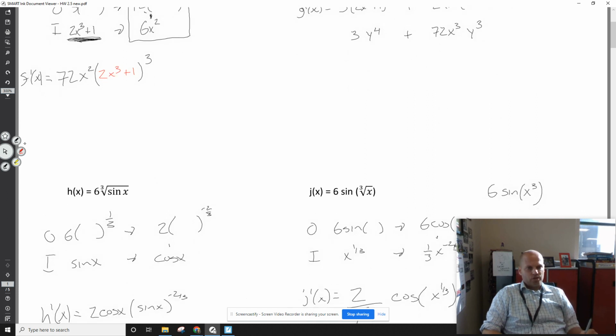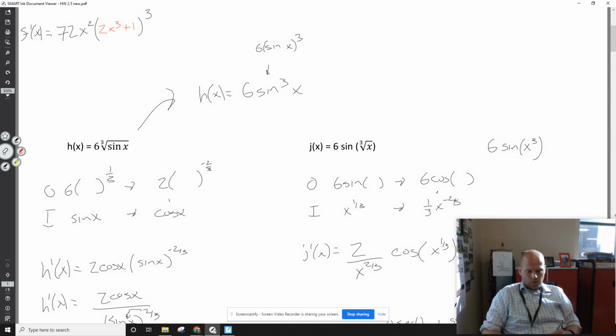And then make sure you understand, again, I got to change this. I'm going to write a little note to myself after this. Let's say h of x was 6 sine cubed x. Understand that you would rewrite this as 6 sine x quantity cubed. The outside is the cubed. The inside is the sine x. And then same here. If it's 6 sine x cubed, the outside is the sine. Okay, so just heads up.